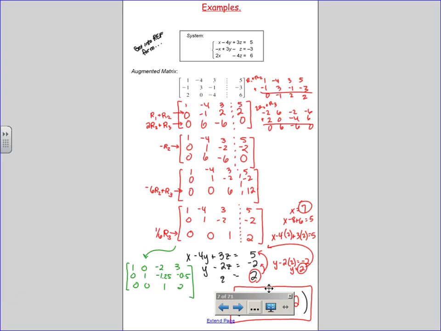1, 0, negative 2, 3. Does that match up with anything? How'd they get that?